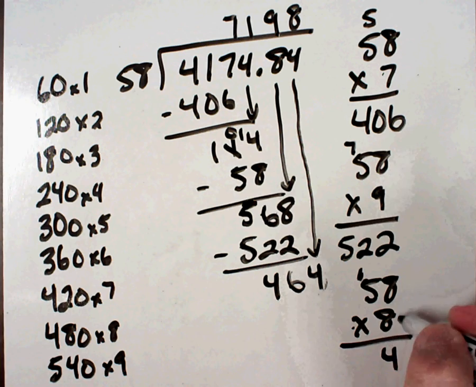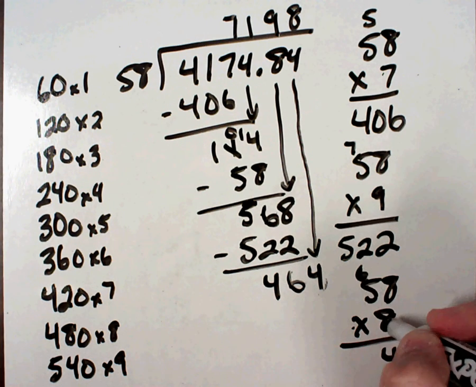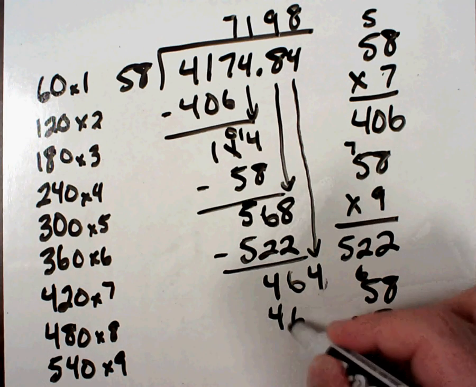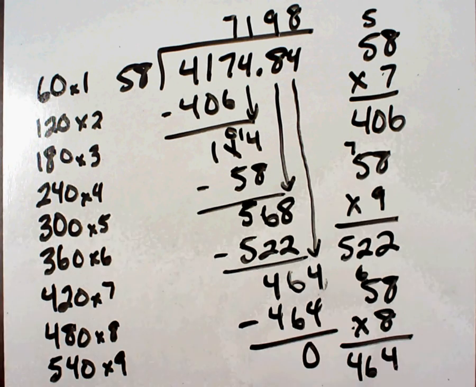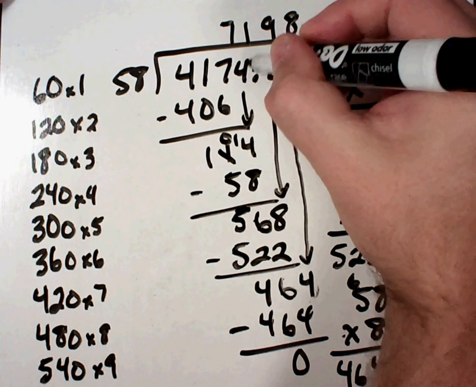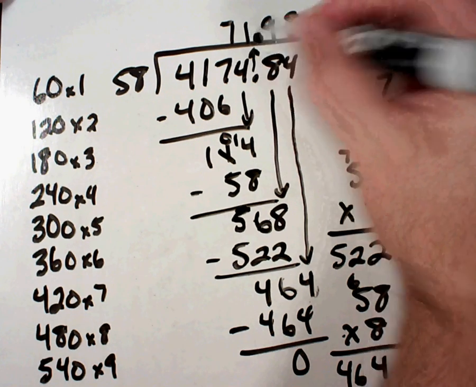All right, 8 times 8 is 64. Carry my 4. 8 times 5 is 40, plus 4 gives me 44. 464, so I'm going to get no remainder. Last step, need to do something with this decimal. So it's just going to shoot right up there.